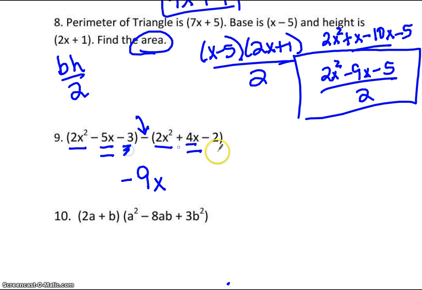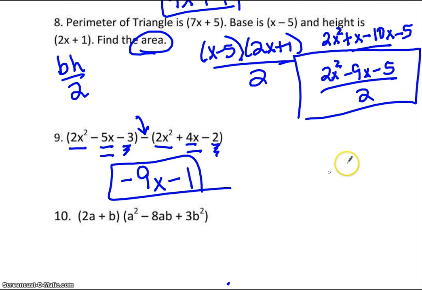And then you have negative 3 minus negative 2. Once again, use your calculator. Negative 3 minus negative 2 is negative 1, so negative 9x minus 1 is your answer.